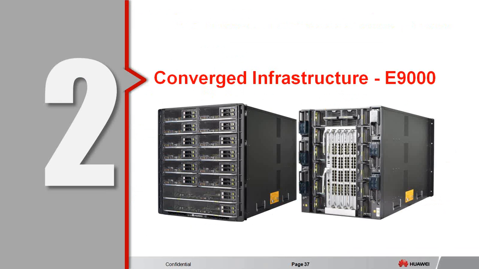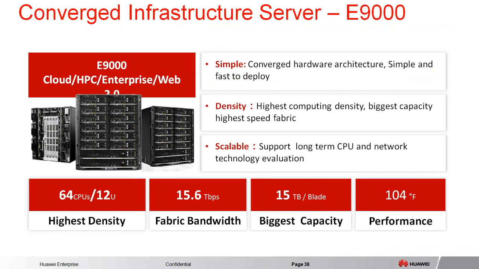Then we go to converged infrastructure, which is the E9000, introduced in high performance computing. What does converged give you? Converged gives you networking, storage, and server functionality, which is compute, all in one. That means you don't need a top-of-rack switch any longer with cables hanging around. It's all built in with your high-end server. And what is the density? Up to 64 CPUs in a 12U rack. What is the bandwidth of my fabric? It's 5.6 Tbps. And what is my capacity for this converged system? It's 15 terabytes per blade.